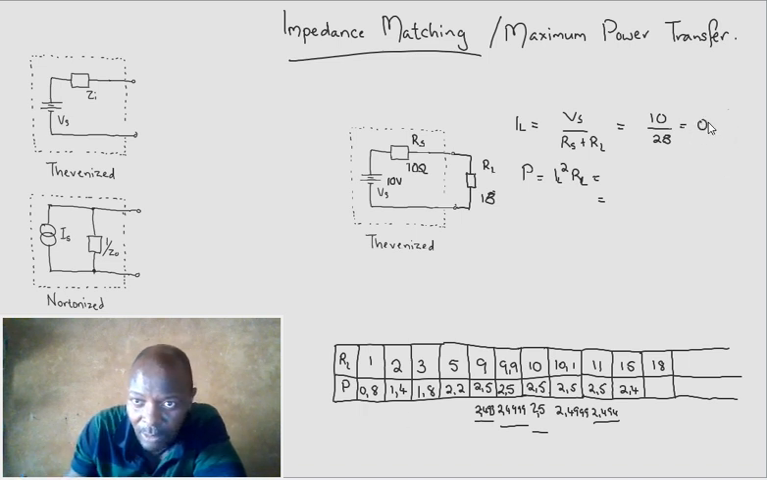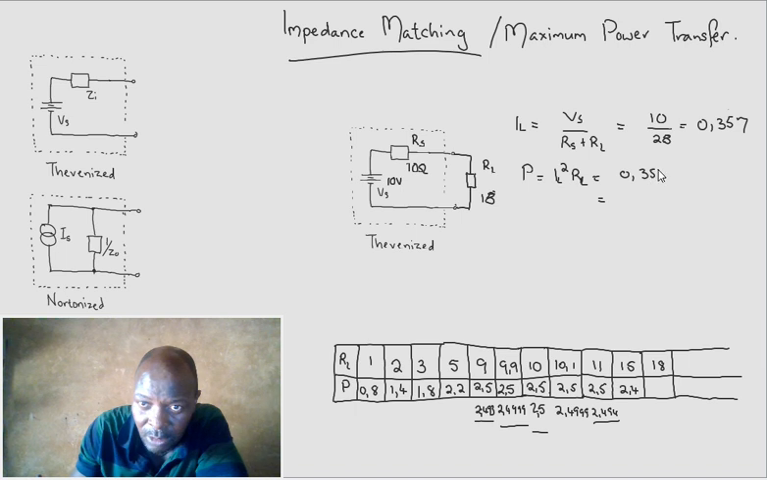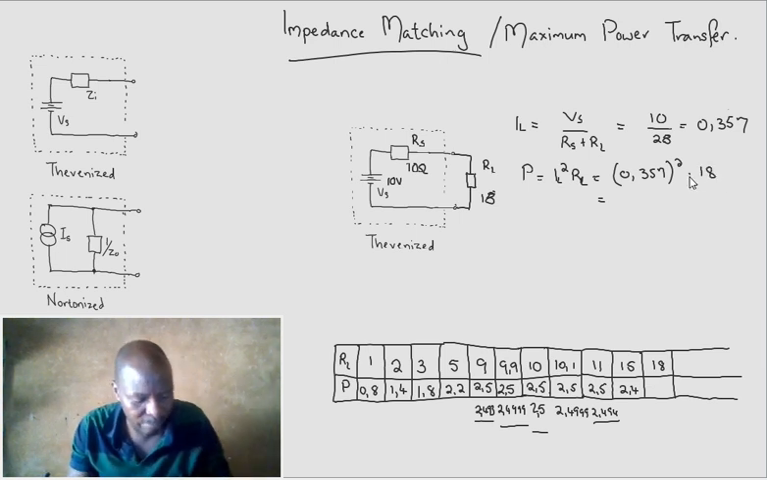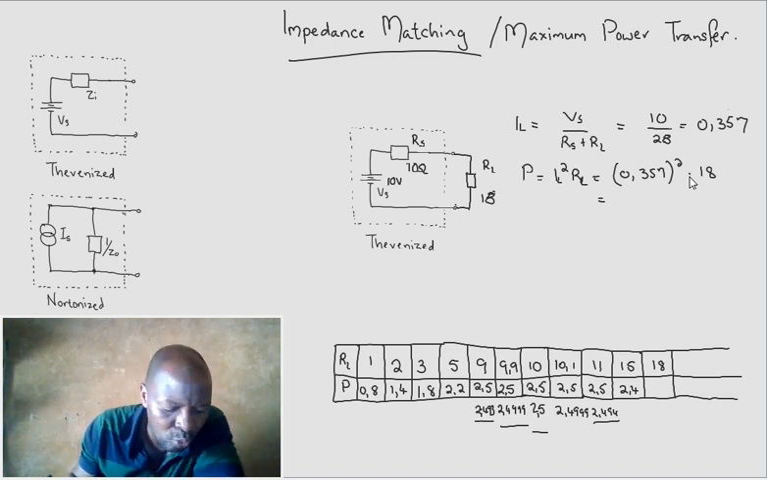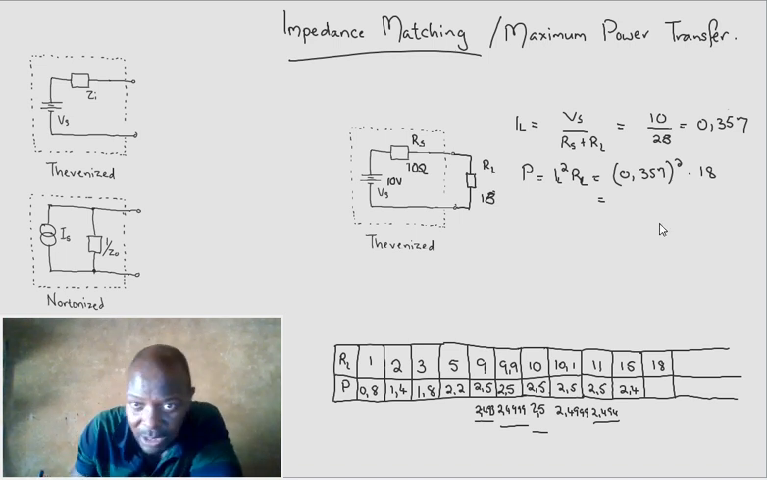And then this will be 0.357 squared times our load of 18. That gives us 2.296, which is about 2.3. So you can see as you go further away from the matched impedance, the power drops.